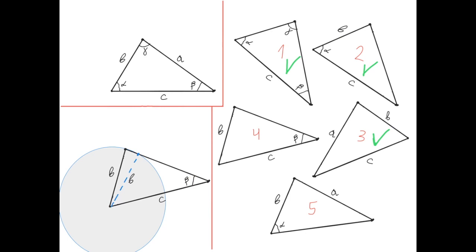But look at this. The ray and the circle have two intersection points, which means that there exist two triangles that have a side length B, a side length C, and an angle beta against the side B. These are this triangle and this triangle. We know that this triangle is one of those triangles, but we don't know which one. We also don't know which one is this triangle.